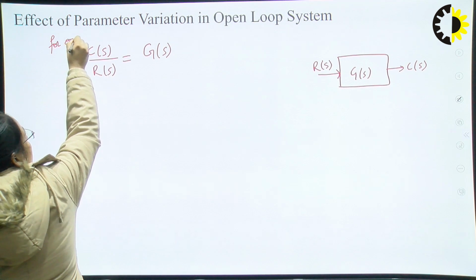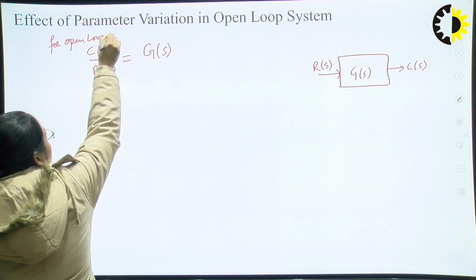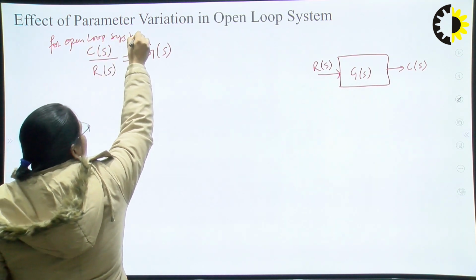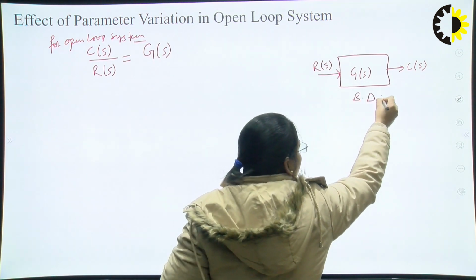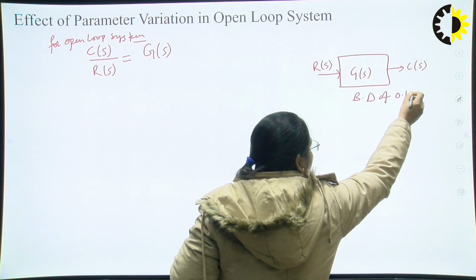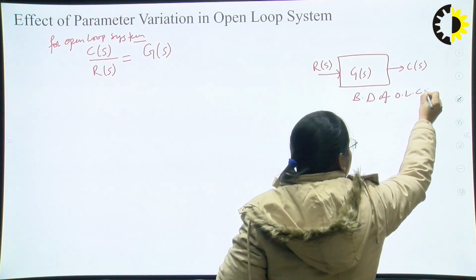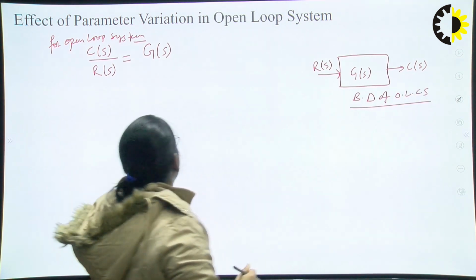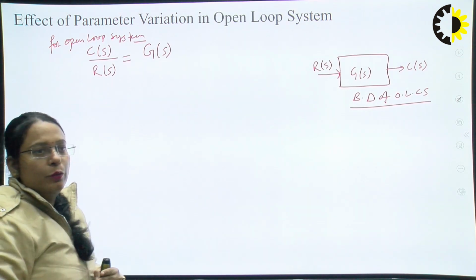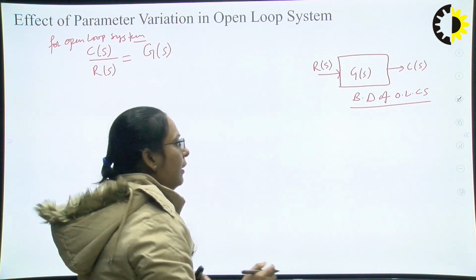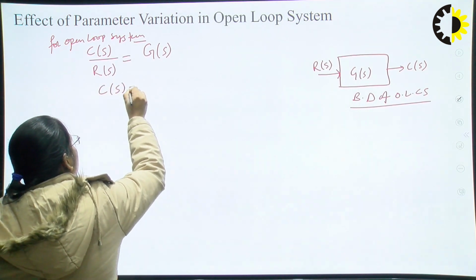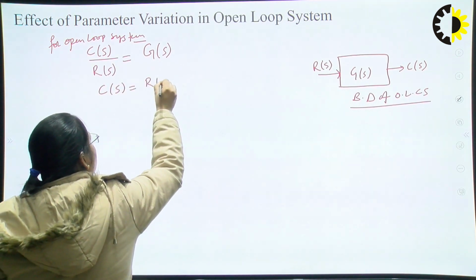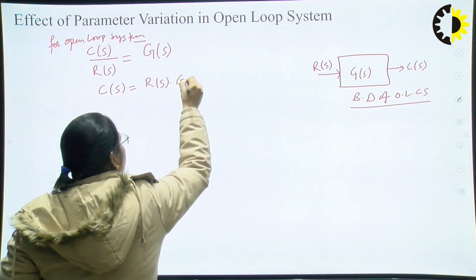I have drawn the block diagram as well. This is the block diagram of the open loop control system. So the transfer function of the open loop control system is G(s), and if I want the output, then the output will be R(s) into G(s).